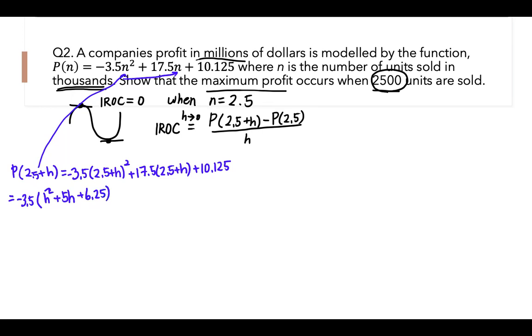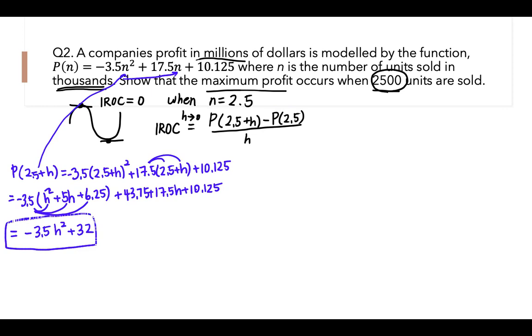And then you're going to do the distributive property here. So plus 43.75 plus 17.5h plus 10.125. Okay. Lastly, you're going to do the distributive property, and then you are going to collect the like terms. So once you collect the like terms after distributing, you'll get negative 3.5h squared plus 32. Okay, that is my output.